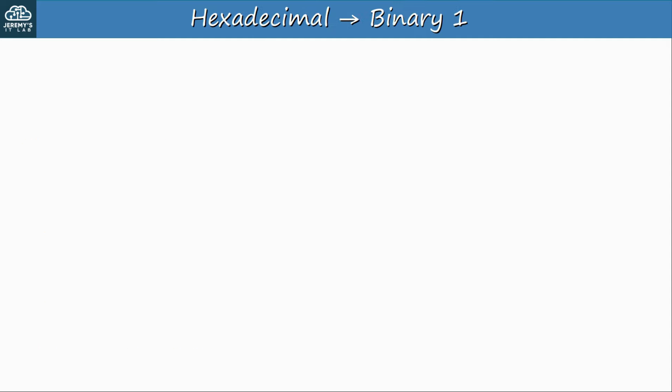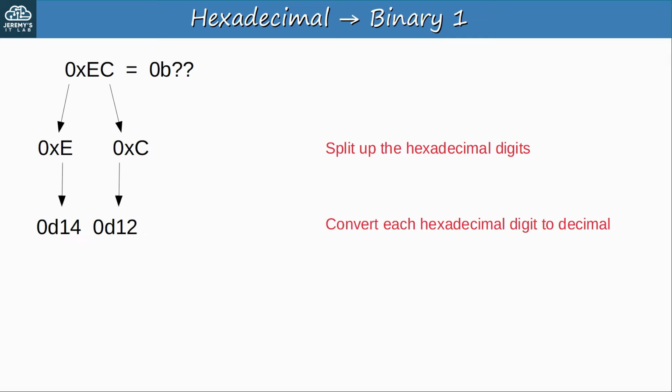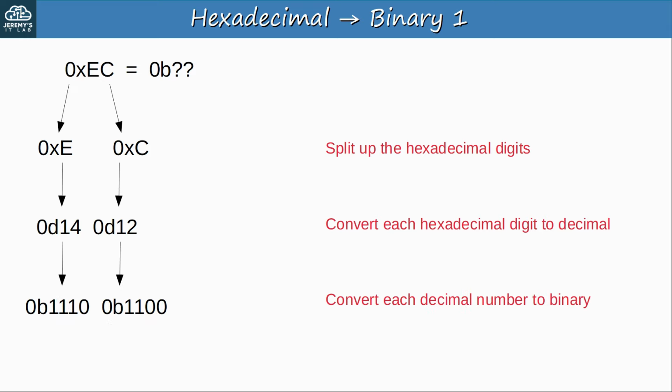How about converting from hexadecimal to binary? Basically, it's just the reverse process. Convert to decimal, then to binary. For example, what's hexadecimal EC in binary? First, split up the hexadecimal digits. Then convert them to decimal. E is 14 and C is 12. Then convert each decimal number to binary. And that's the answer. Hexadecimal EC is equal to binary 1110, 1100.